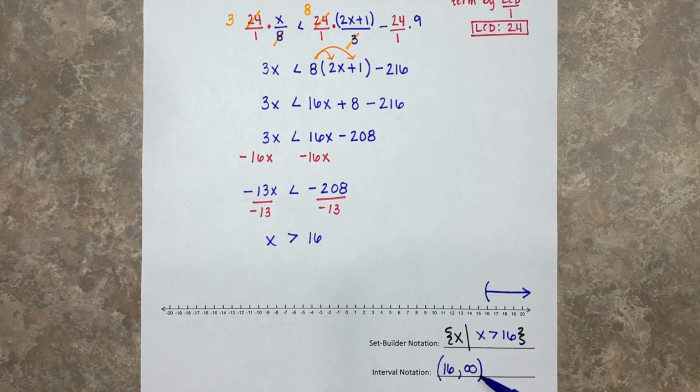These two represent the same answer. They're both saying that the solution is any x value such that x is greater than 16, or stated this way, the solution is any x value such that x is between 16 and positive infinity.